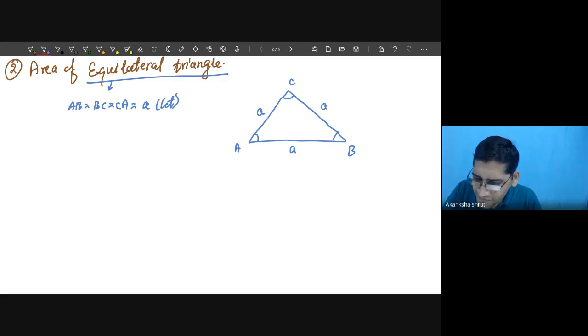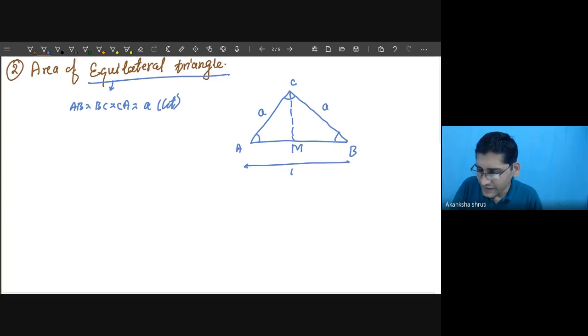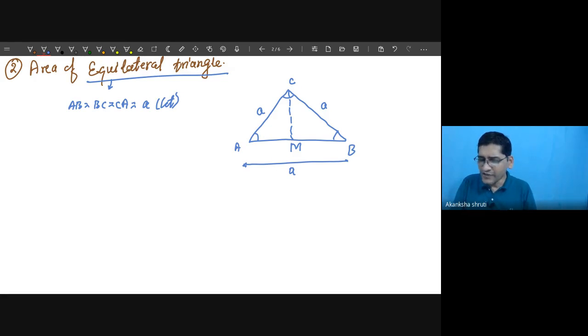See how, students? If we draw a perpendicular from the vertex C over AB, then this perpendicular will touch AB at some point. Let us call that M. This AB length is A. It is found that this M is exactly the middle of AB. It is A by 2, and it is also A by 2.